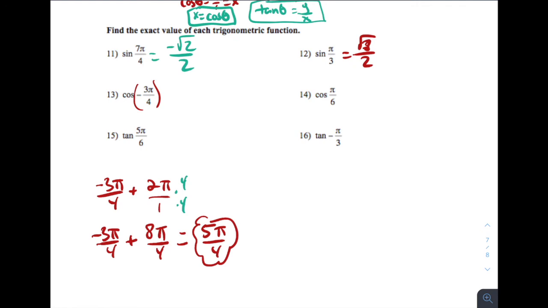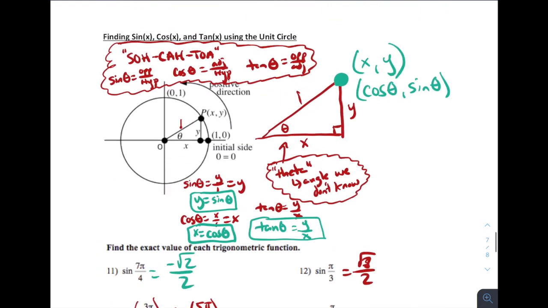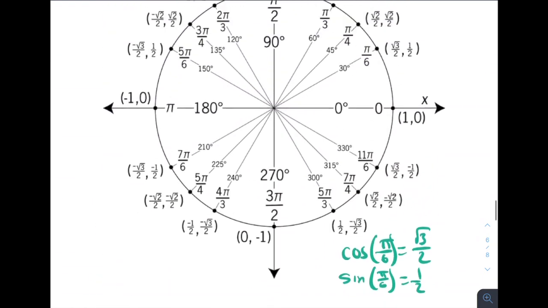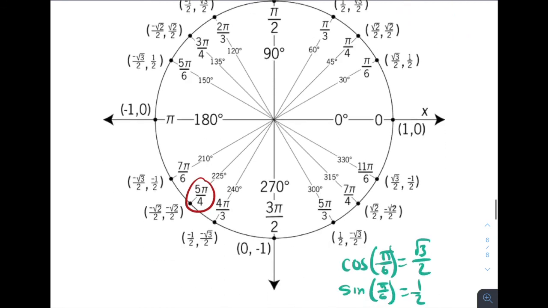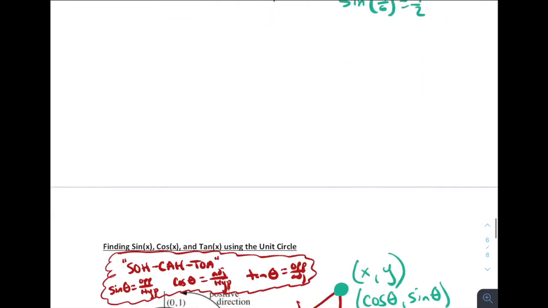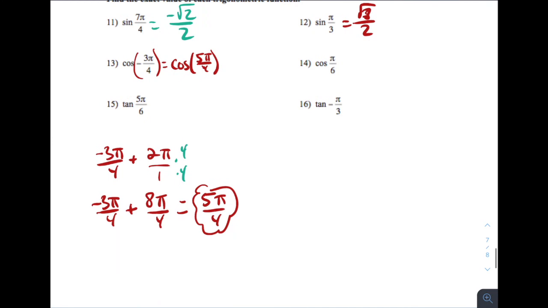So what does that mean? Those are coterminal angles. So I'm actually saying that cosine of negative 3 pi over 4 is the same thing as cosine of 5 pi over 4. And that's useful because 5 pi over 4 is actually on our unit circle. We can see that it's right here. At 5 pi over 4, our cosine is our x value, right? That's our x, that's our y. So that's going to be negative square root of 2 over 2 for that problem.